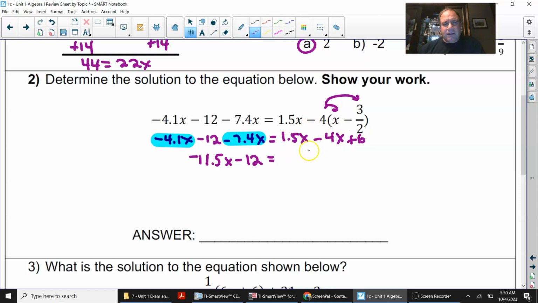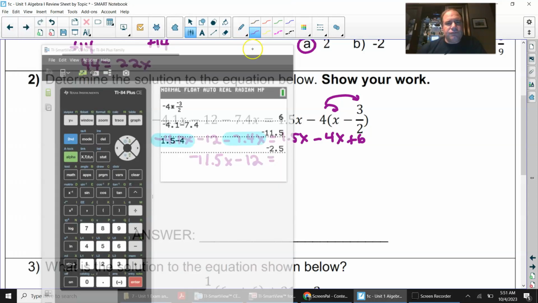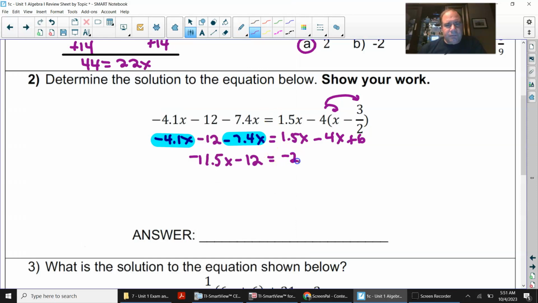Now you could just go ahead on the other side and do 1.5x minus 4x, combining like terms. 1.5 minus 4. Checking your answer is negative 2.5. Negative 2.5x. This is x. And then plus 6. I'm going to bring the smaller over to the larger. And that's 11.5x. You add 11.5x.